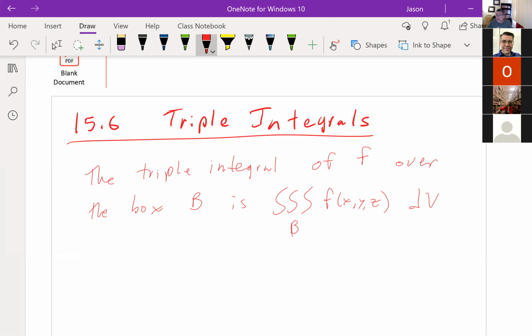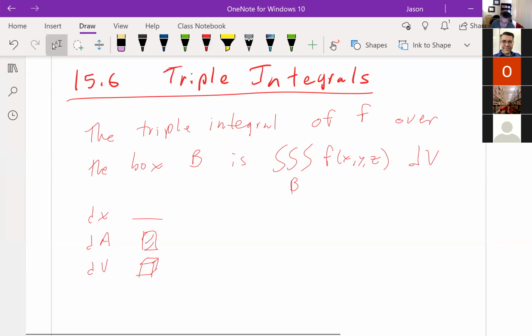Not the area, or not a line. Remember, dx was with respect to the line, dA was with respect to the area, and dV now is going to be with respect to the volume, right? So we're taking an integral over a volume. Again, some of this stuff is hard to conceptualize, and I get that, but the math is actually not too hard.